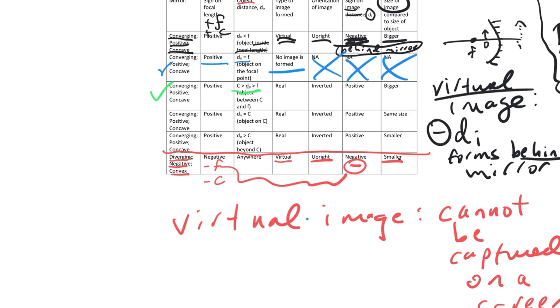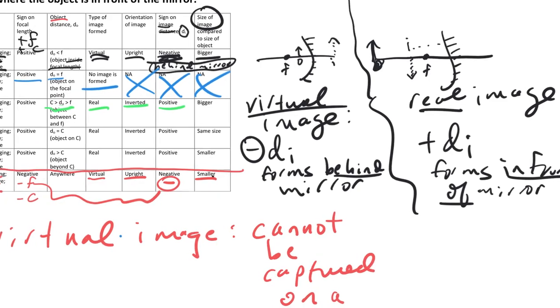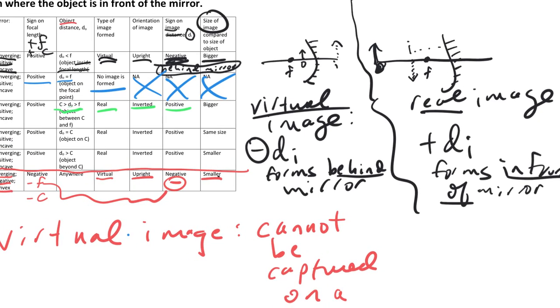Okay, so going back to where I'm talking about here, it'll be real because it's on the same side of the mirror as the object, in front of the mirror. It's inverted, it's upside down. It'll be positive because it's real. Real images are always positive. So the distance will be positive for the image because it's in front of the mirror. Then it'll be bigger, like I said.